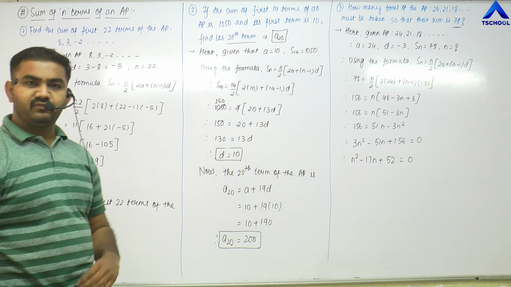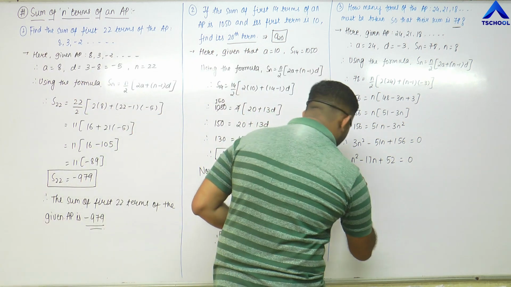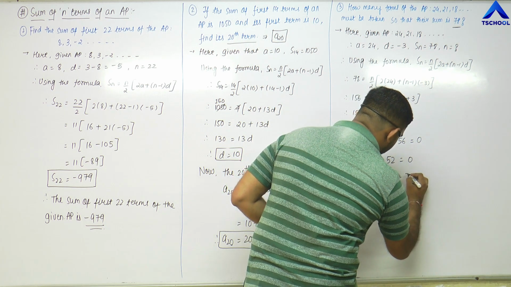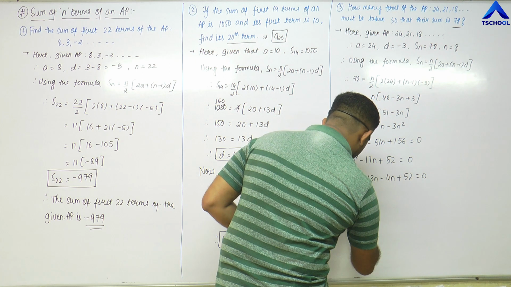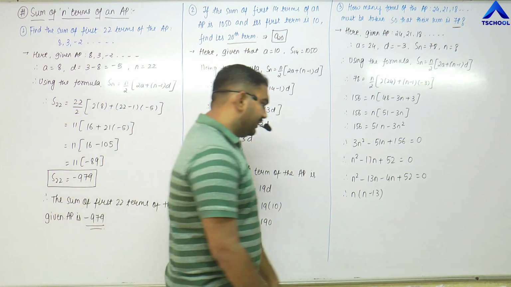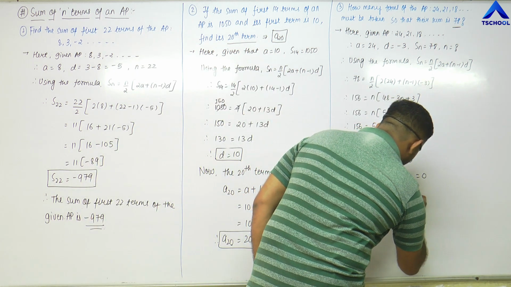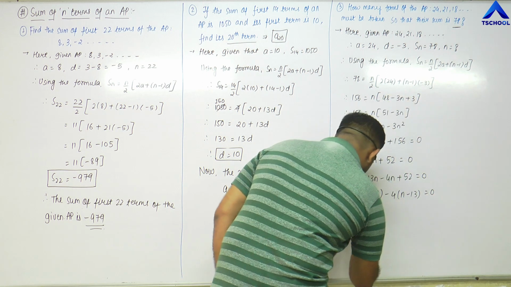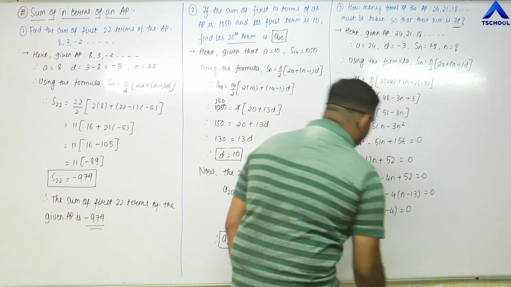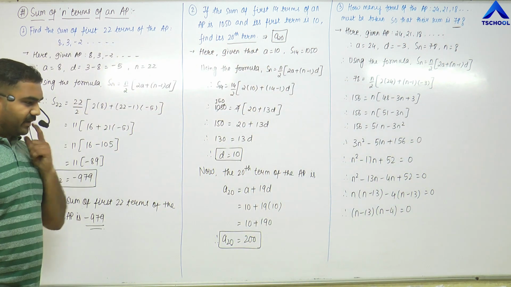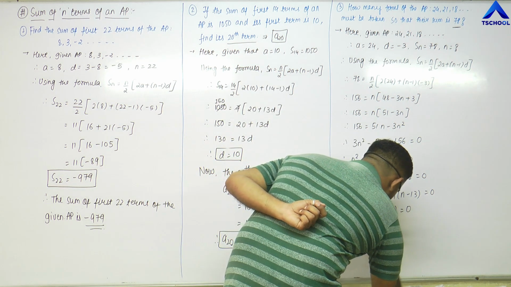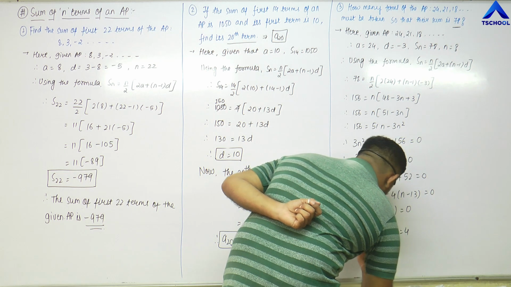into 4. 13 into 4 is 52, I think, right? So we can directly factorize n square minus 13n minus 4n plus 52 equal to 0. Taking n common, that will give me n minus 13. Again taking minus 4 common, that will again give me n minus 13 equal to 0. Therefore n minus 13 into n minus 4 equal to 0. So we get two values of n, that is n equals to 13 or n equals to 4.